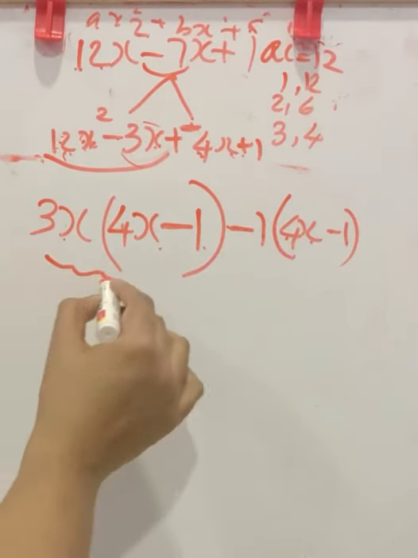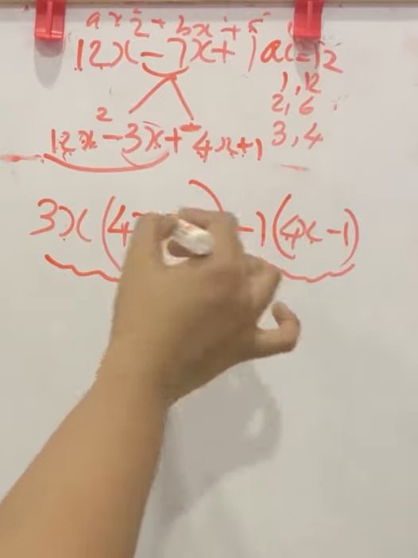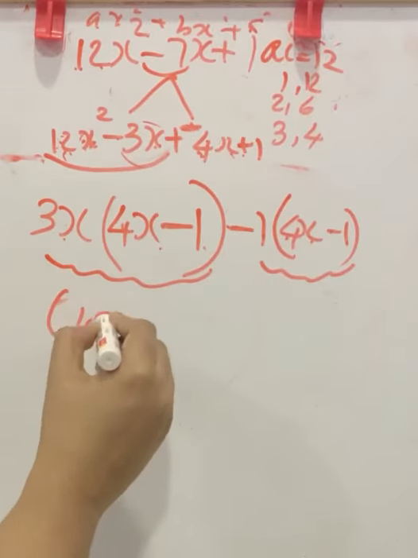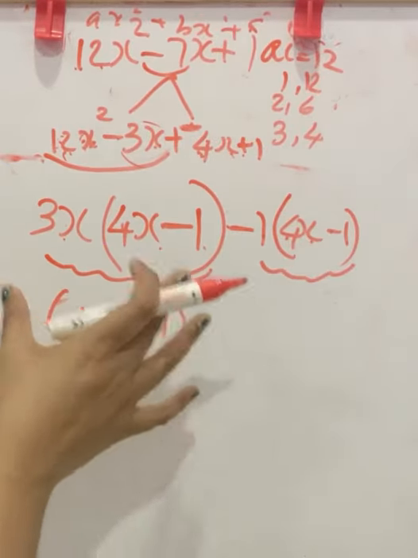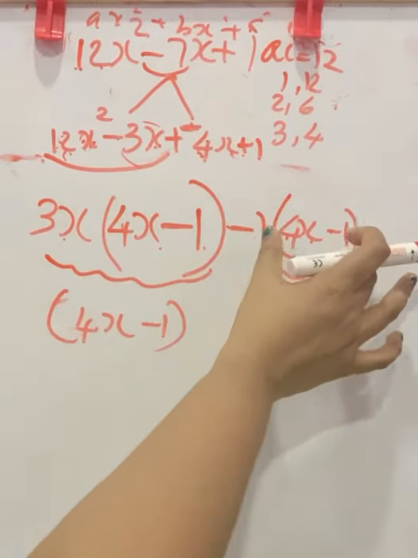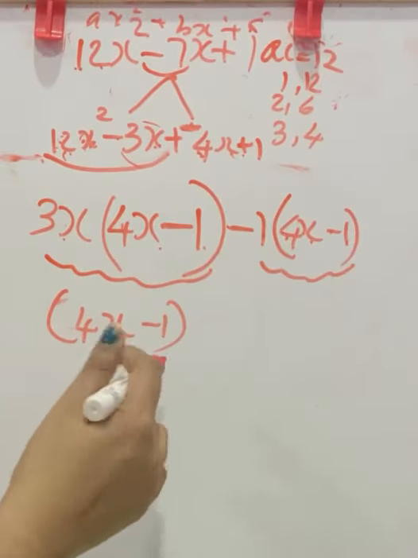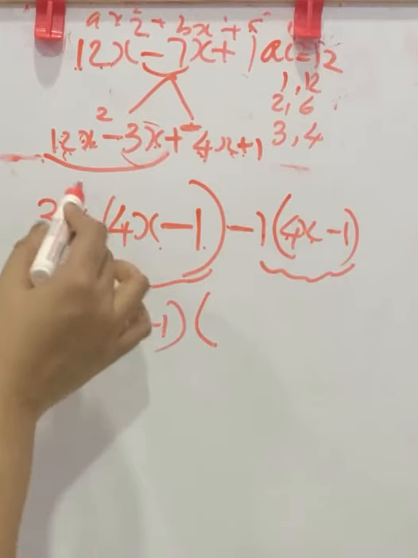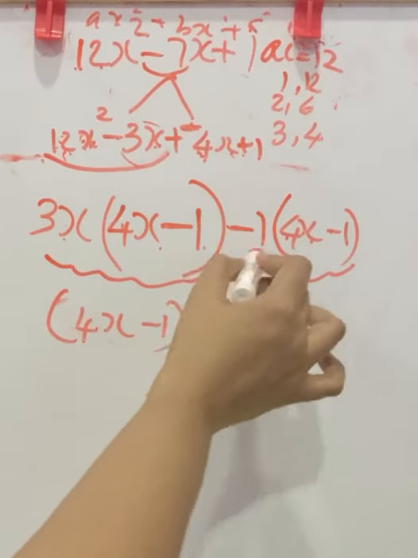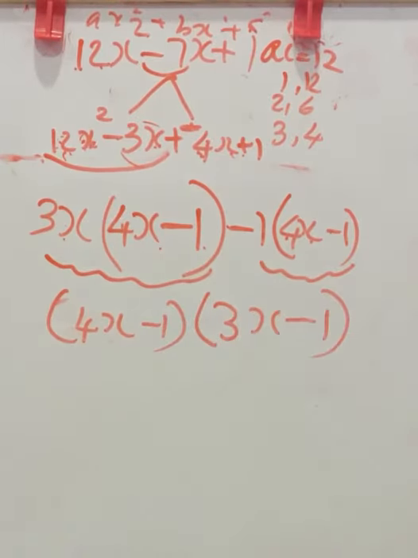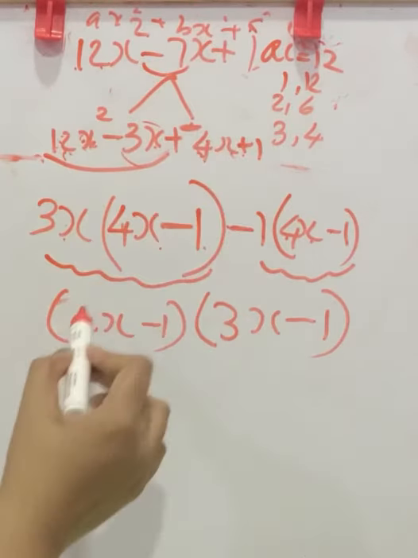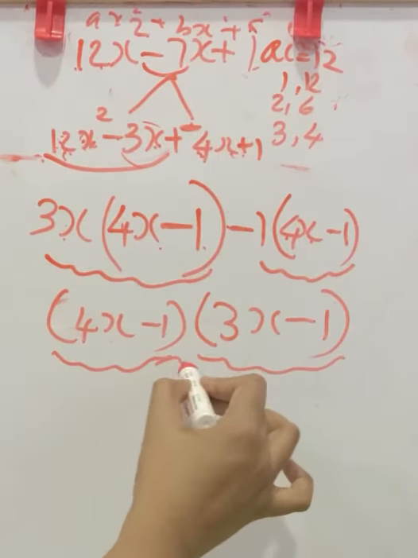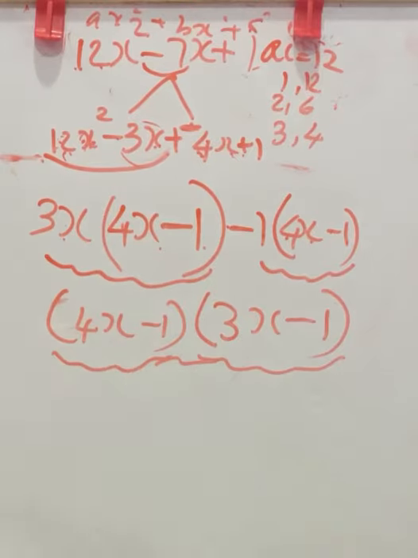Now from this term and this term, this bracket is common. So I am taking this bracket as common. To take this bracket as common, I am repeating this bracket here, 4x minus 1. The balance will be here 3x and here minus 1. So after factorizing, you got two factors as 4x minus 1 into 3x minus 1.